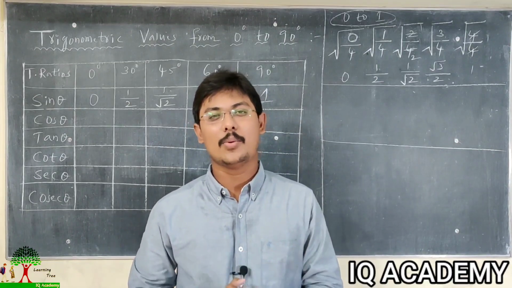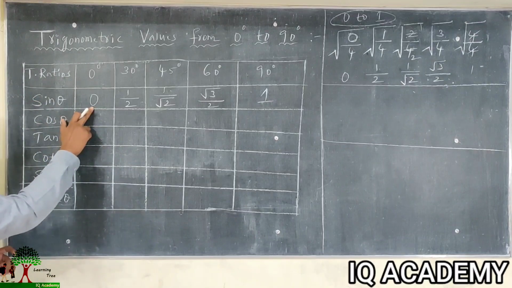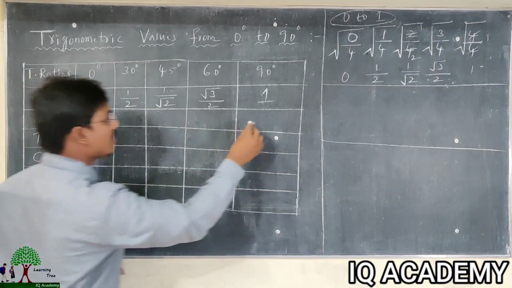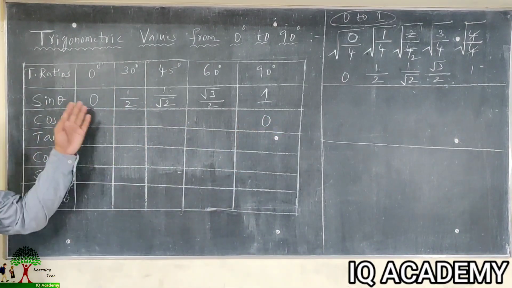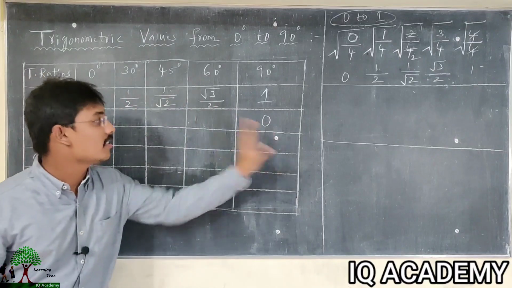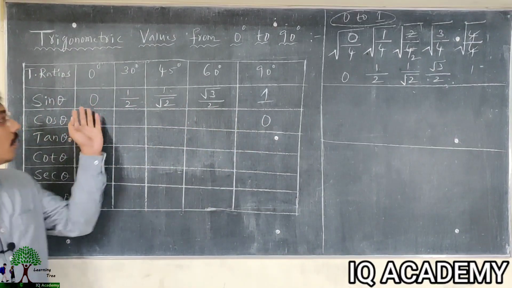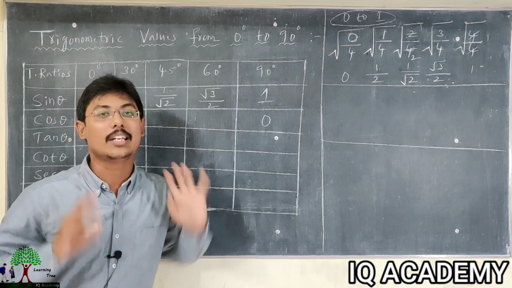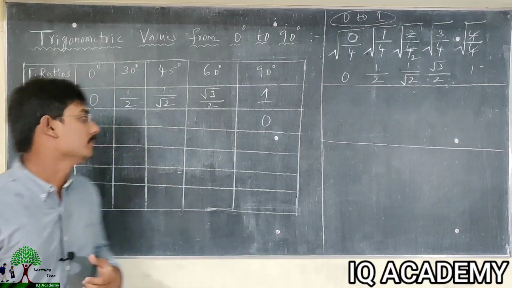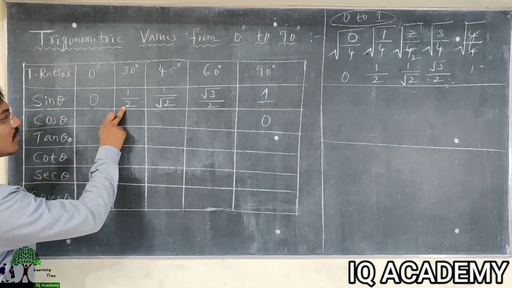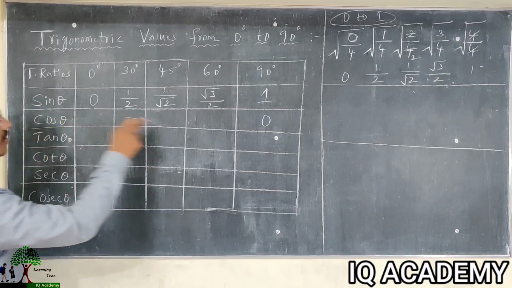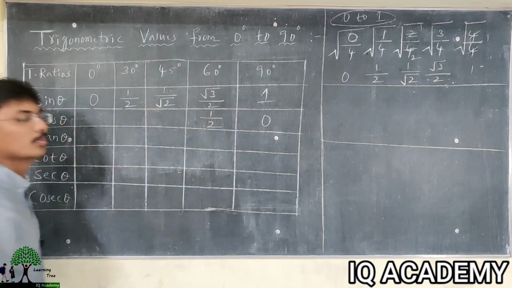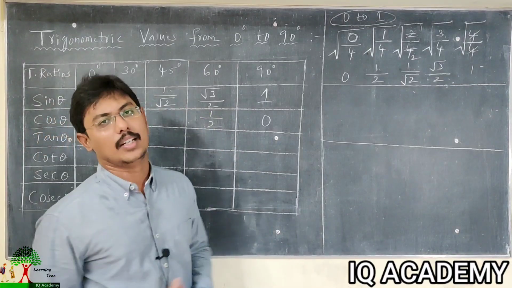So what is sin 0? Sin 0 is 0. Cos 90 is also 0. So why are sin 0 and cos 90 both equal? And one more thing: sin 30 is 1 divided by 2. Cos 60 is also 1 divided by 2. Why are all these equal?